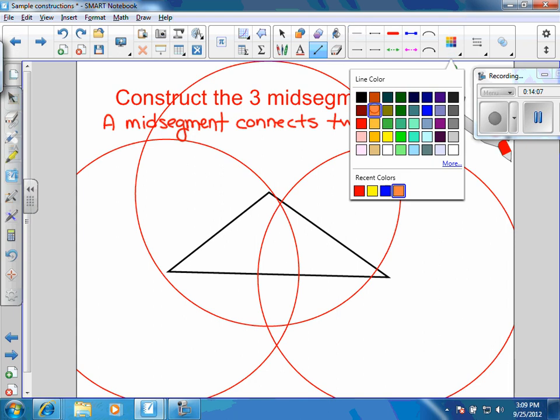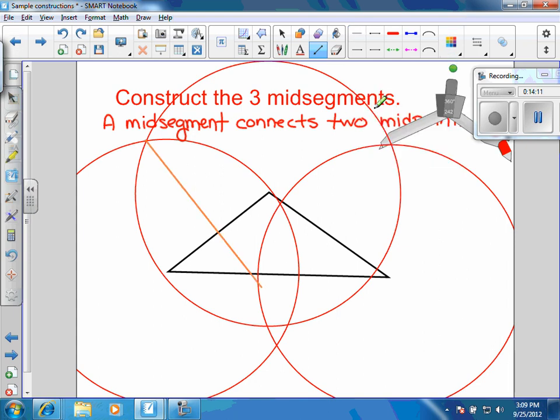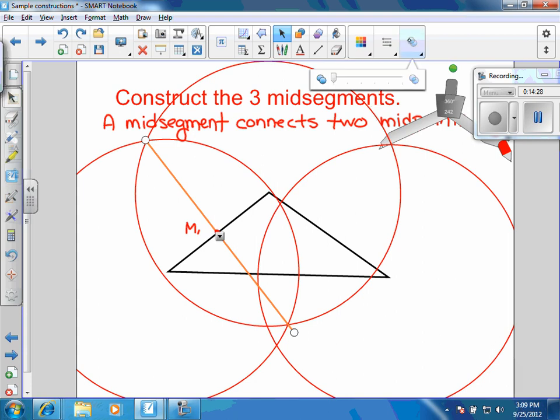So if I take this one here, this is one. This is just to help me find the midpoints. So this gives me a midpoint right here. So I'll call that midpoint 1. Okay? Does that make sense? So I'm going to just kind of make that a little faded. So that's not the whole goal of the problem. That's the first midpoint. It's not a midsegment. All I did was find a midpoint.